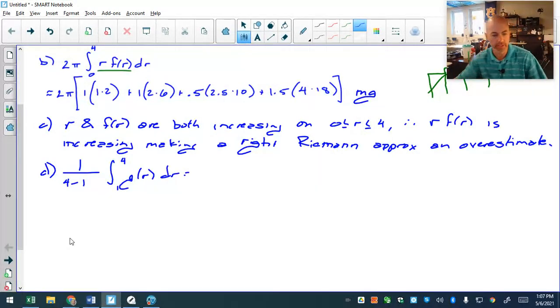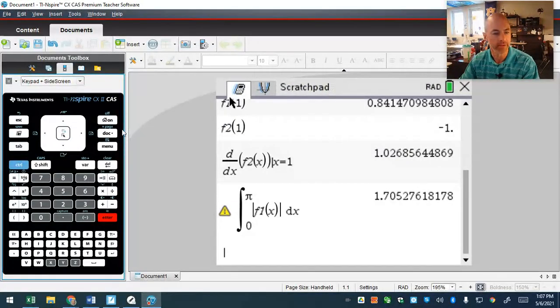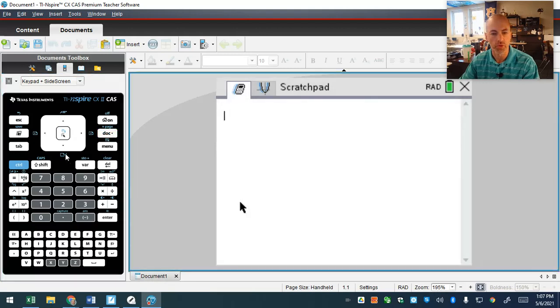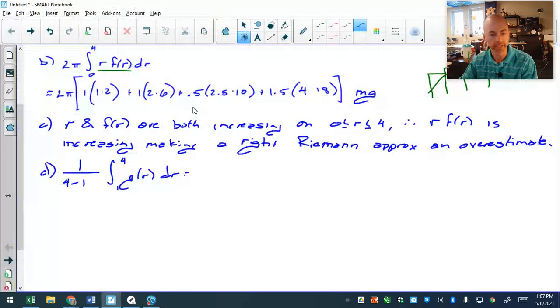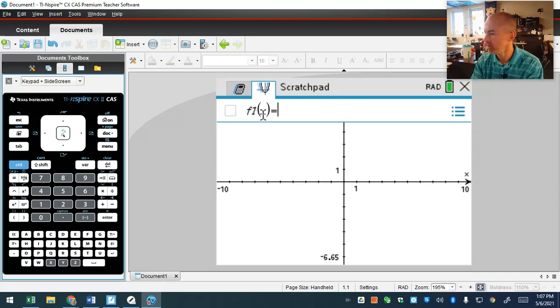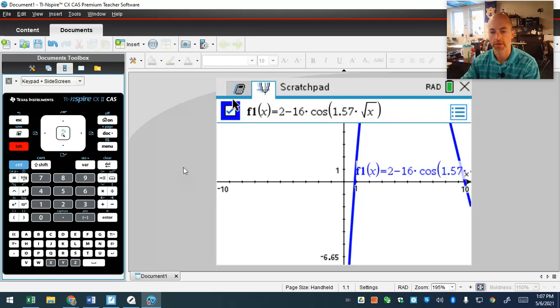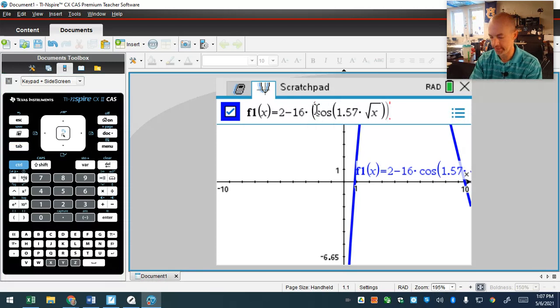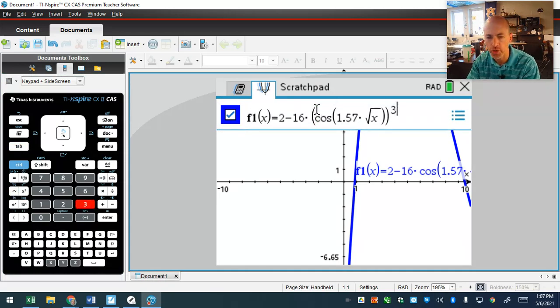And we'll do that in the calculator. So let me pull up my calculator here. Let me clear all this out. This is from problem number 2, I believe. So control B. Let's plug that function in. It was 2 minus 16 times the cosine of 1.57 square root of r. Shoot. I need to go back up here. I need to cube that function and double check, make sure everything is in there correctly. It is. So there that is.